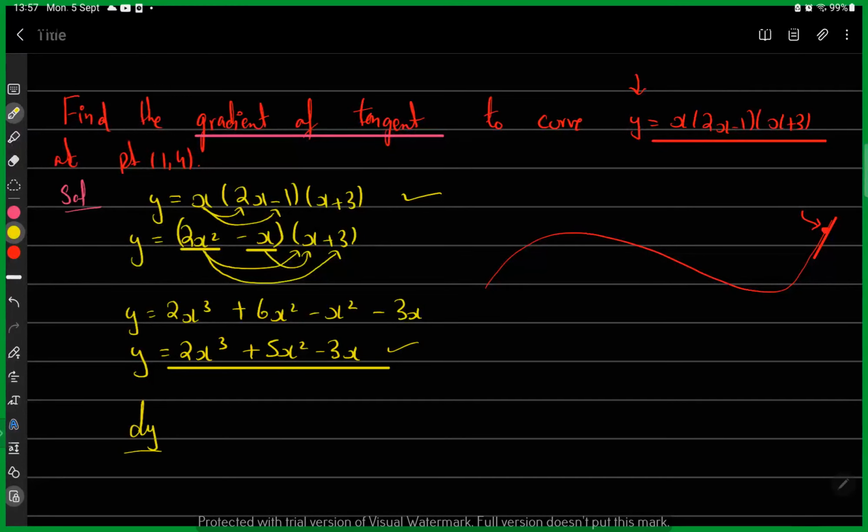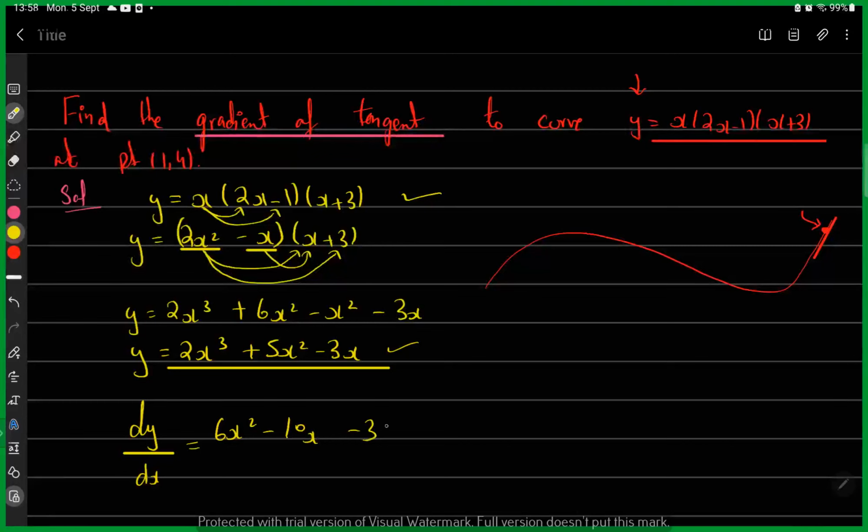So dy divided by dx is going to be, yes, I'll wait at this point. Please tell me the derivatives, whatever you think it would be. 6x squared plus 10x minus 3. Very good. Excellent. That is correct.